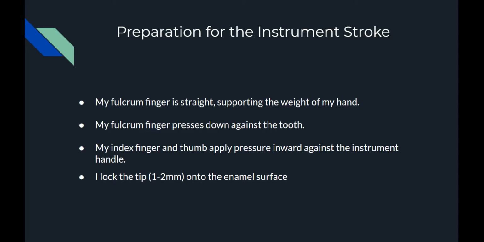Preparation for the instrument stroke. My fulcrum finger is straight, supporting the weight of my hand. My fulcrum finger presses down against the tooth. My index finger and thumb apply pressure inward against the instrument handle. I lock the tip 1 to 2 millimeters onto the enamel surface. These are all things you should be asking yourself in preparation for the instrument stroke.